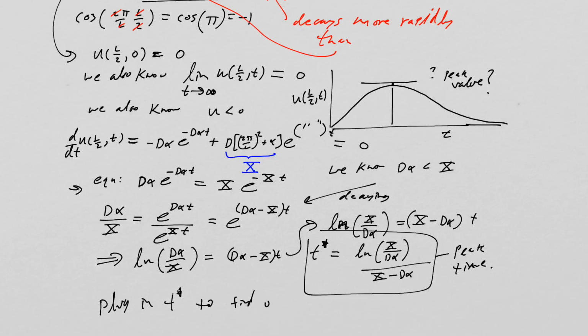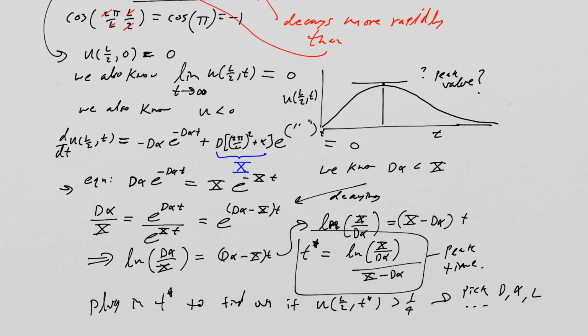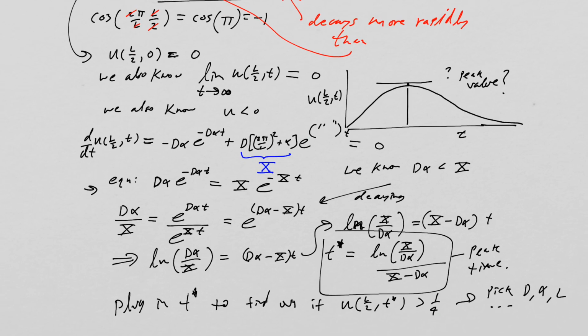What you can do, of course, is plug this in to find out if u at L over 2 comma t star is greater than 1/4. Of course, here we're going to have to pick d, pick alpha, pick L, all of those things, and then we can assess how these parameters might affect the situation. So it's not clear immediately. We can't prove this outright, but the idea here is that this is eminently doable.